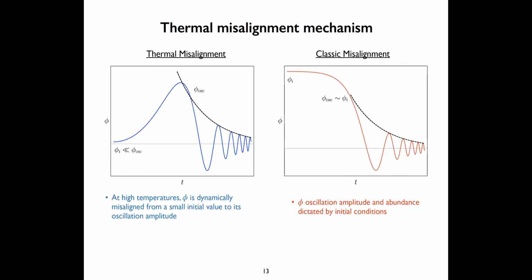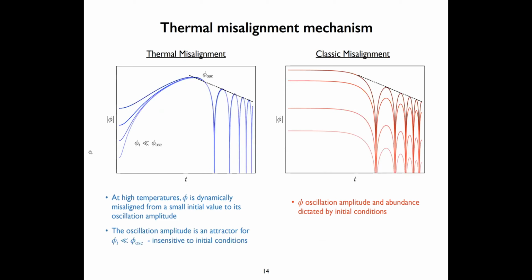Just a few points of comparison. In the classic misalignment mechanism, as I already mentioned, the oscillation amplitude and the resulting abundance is dictated by the initial condition, the initial field value. In contrast, in our case, we will be dynamically generating this misalignment, or essentially the value of the field at the onset of oscillations, from some small initial field value. And it turns out that this amplitude is insensitive to the initial conditions. So for a wide variety of different initial conditions, you'll approach the same oscillation amplitude. So that's nice. There's a sense in which it's insensitive to initial conditions.